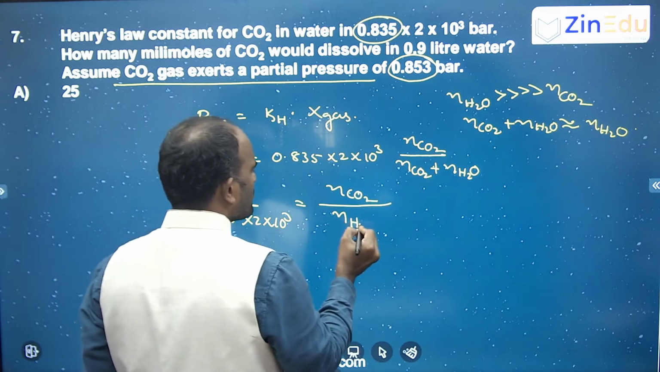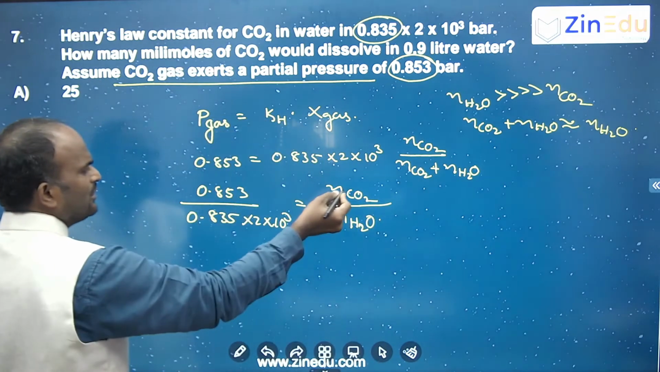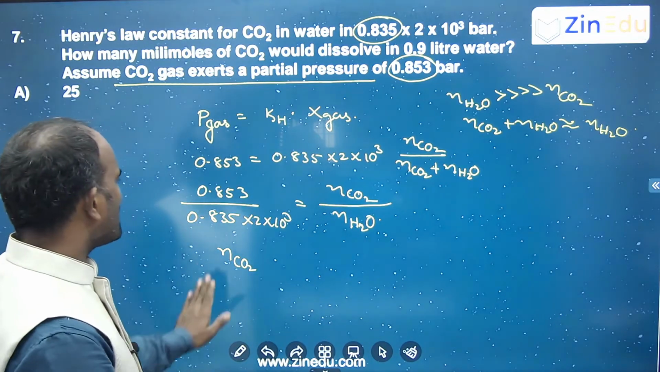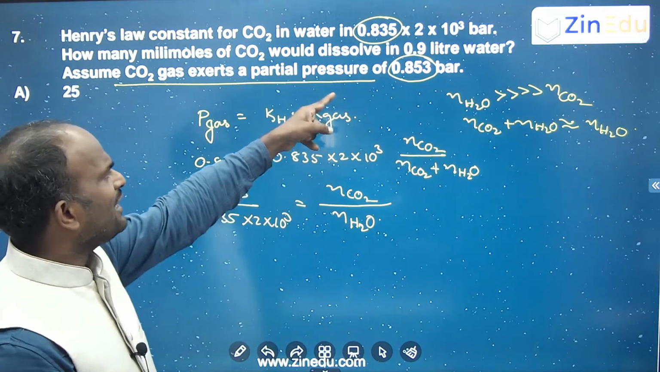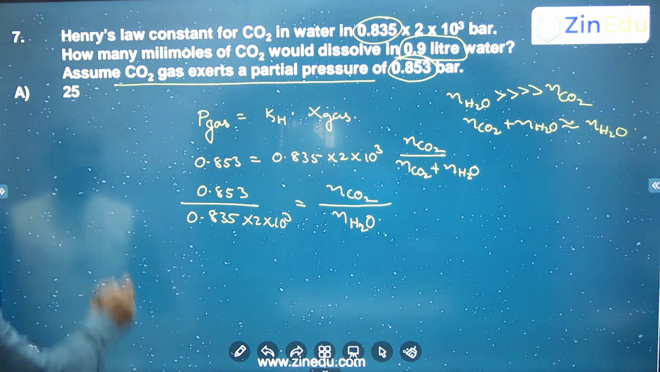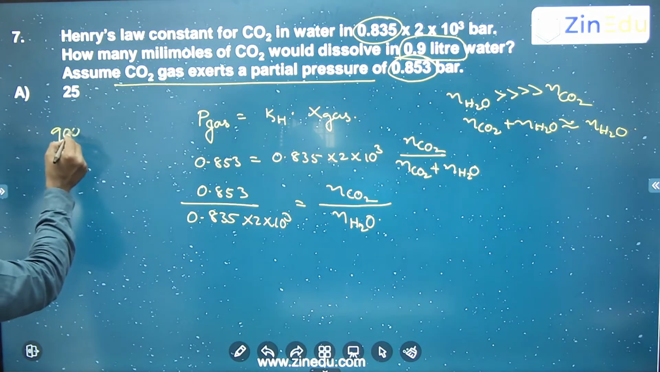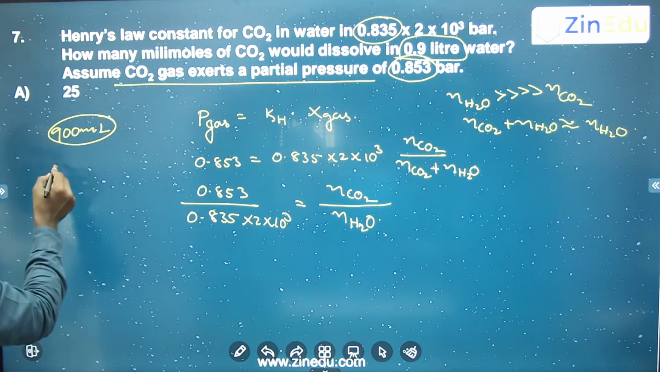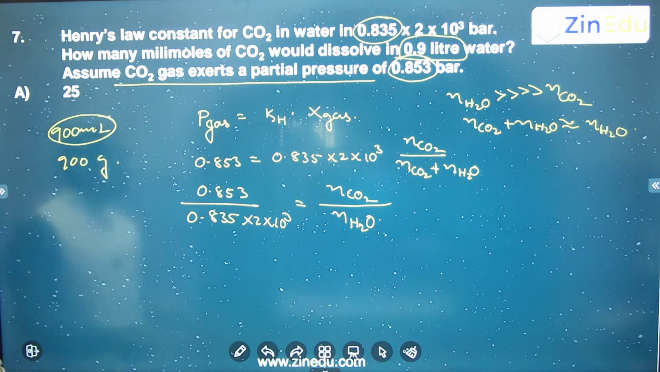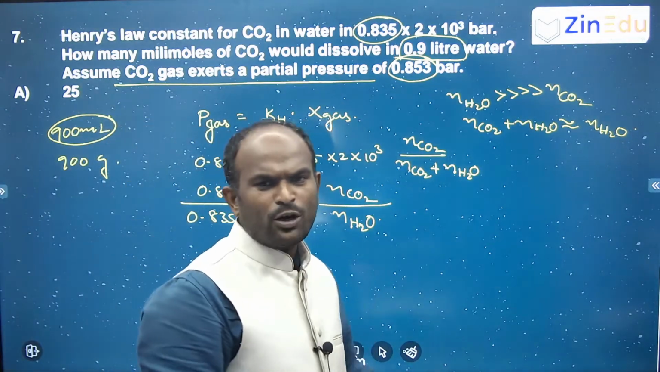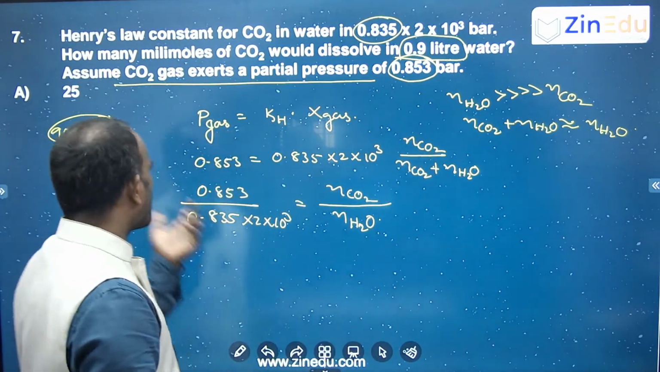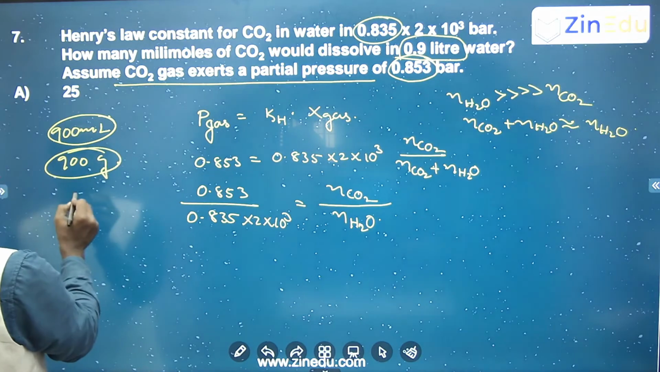Therefore, the number of moles of CO2 is equal to... what is the number of moles of H2O here? Actually they have given 0.9 liters of water, which means 900 ml, which means 900 grams. This is absolutely a memory-based one, that's why they did not mention every piece of information. Actually the density of water is 1 gram per cc, so by substituting that I can get the weight of water equal to 900 grams.